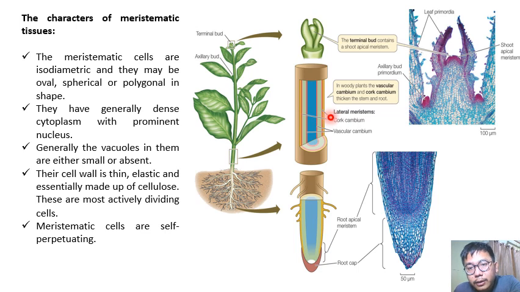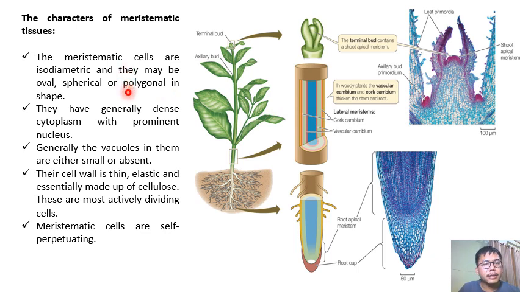The last one is the lateral meristem. They are present mostly in woody plants, because woody plants need to increase the girth, that means the thickness of the stem. Lateral meristems are of two types, that is cork cambium and vascular cambium. In woody plants, the vascular cambium and cork cambium thicken the stem, that means they increase the girth of the stem and the roots. Some important characteristics of meristematic cells or tissue.